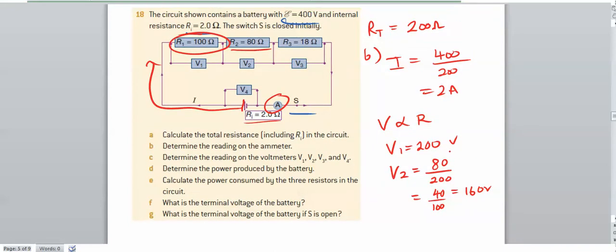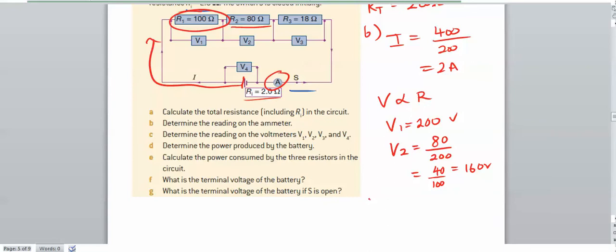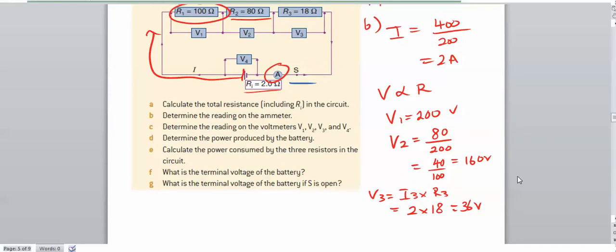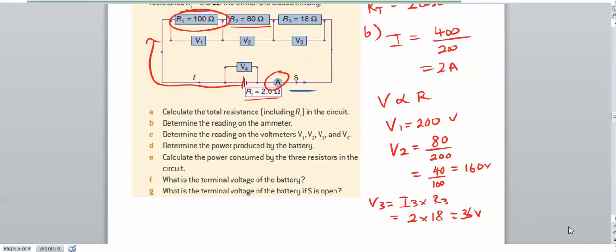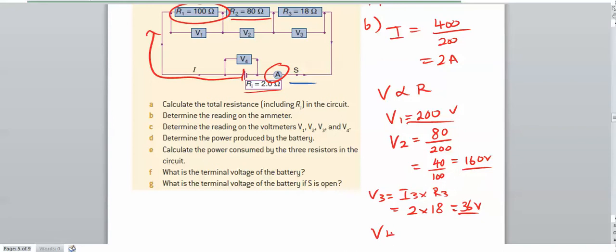For across 3, well, let's actually use Ohm's law for this one. So V across 3 is equal to I across 3 times the resistance of 3. We know the current's 2 amps, so it's 2 times 18, which is equal to 36 volts. And since the total voltage drop across everything has to add to 400, we've got 160 plus 36 is 196, 196 plus 2 volts. So V4 is going to be 4 volts.